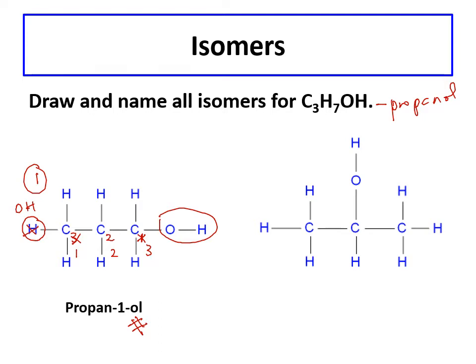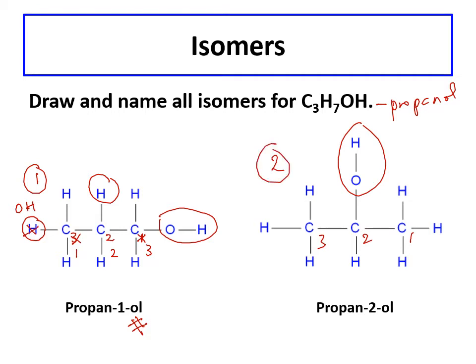All right. So in this case, the only option that you can do is that you can exchange the OH with this hydrogen, for example, which is attached to carbon number 2, and you will get another isomer. In this case, we call it propan-2-ol because the OH is currently attached to carbon number 2. So these are your 2 isomers for propanol.